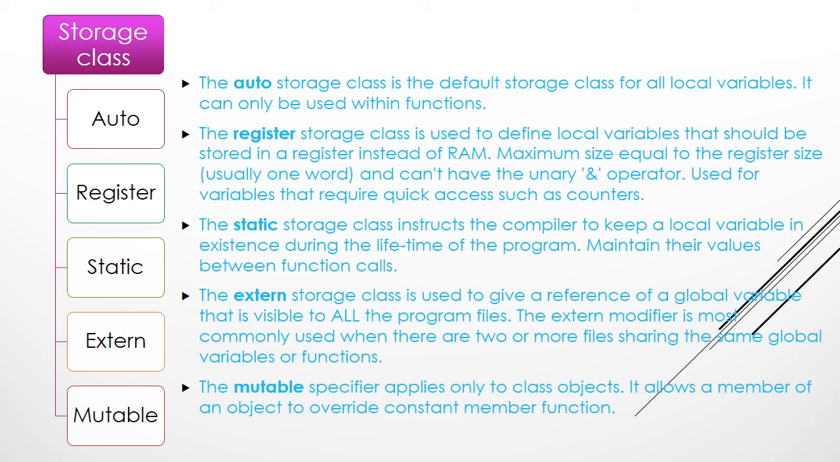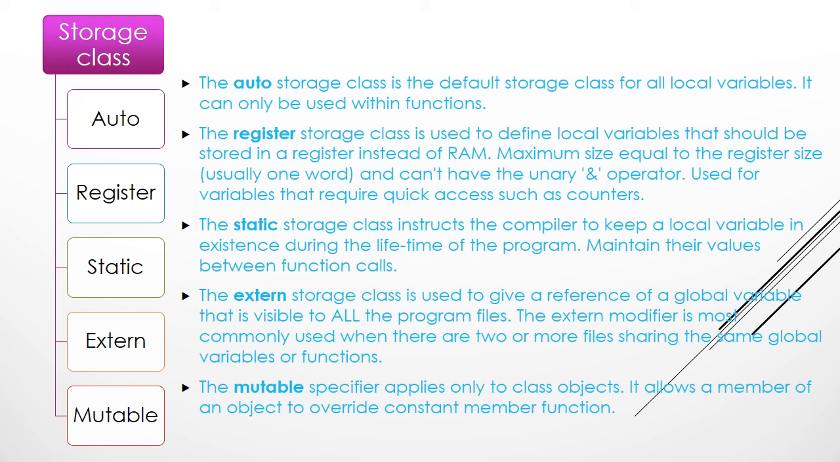This memory space can be used for different materials to be allocated at different times while running a program. But if you need some memory space to stay static for a particular variable, then you have to define that variable using a specifier static in front of that variable. The next type is the extern storage class, and it is used to give a reference to the global variable that is visible to all program files.